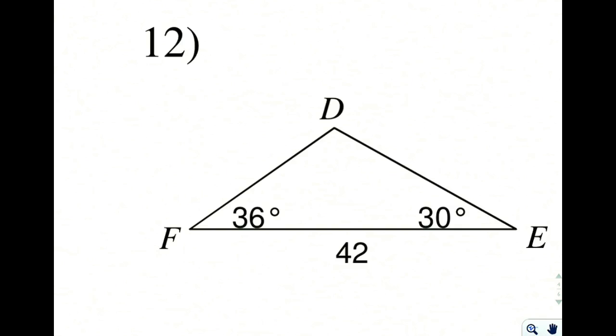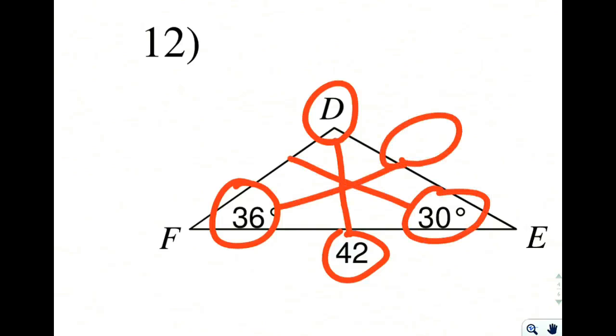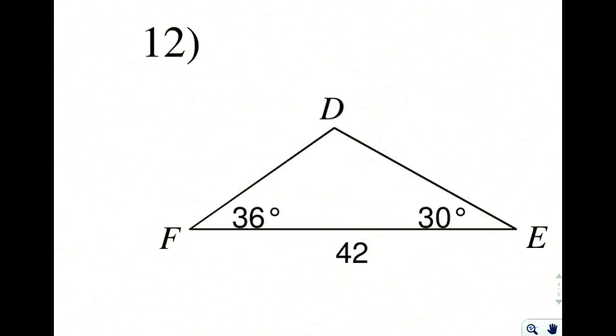Whenever you are given two angles and a side, we are thinking, okay, we might be able to use law of sines. But if we look for an opposite pair, 42 is across from D, 36 is across from an unknown side, and 30 is across from an unknown side. So we are out of luck. There's no pairs that we can set up with law of sines.